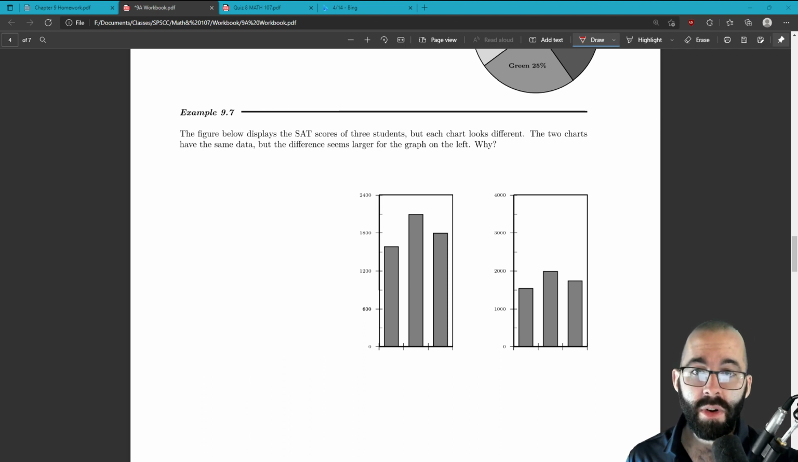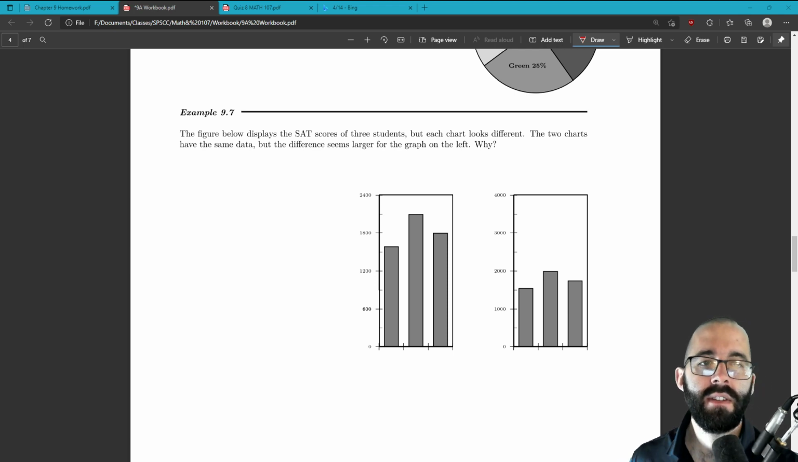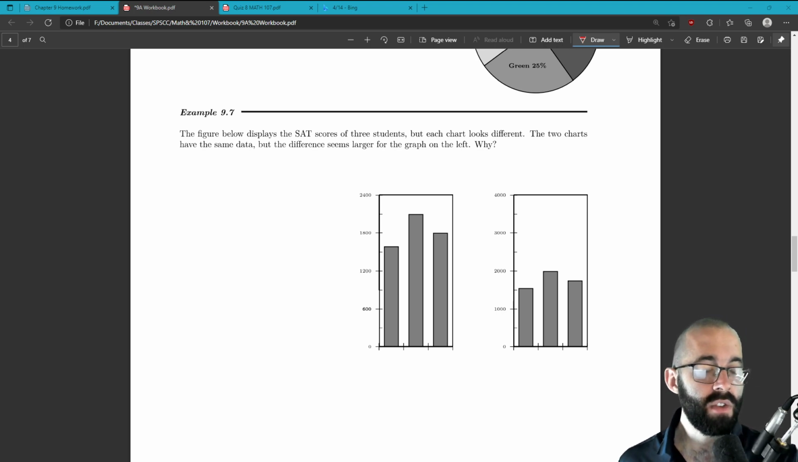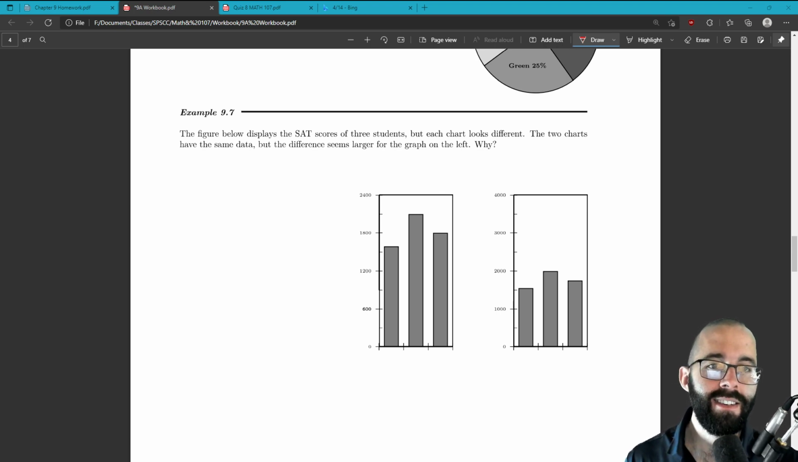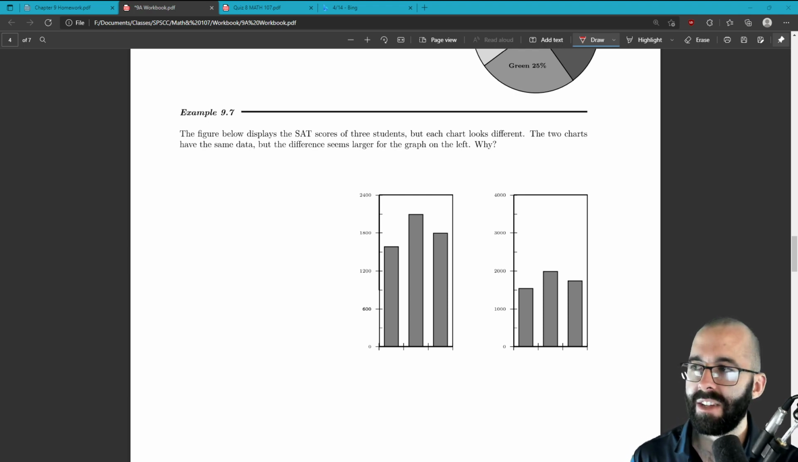The next one, though, they're both accurate. It displays the SAT scores of 3 students, and each chart looks different. There are a couple of things you might notice. In this first chart, the differences between the SAT scores look bigger. In the second chart, you might think that the scores look smaller, like people maybe did worse on this one and better on this one, with higher bars. But they're both accurate here. It's not like the last one where they just lied.